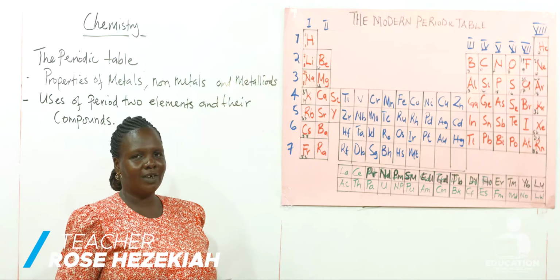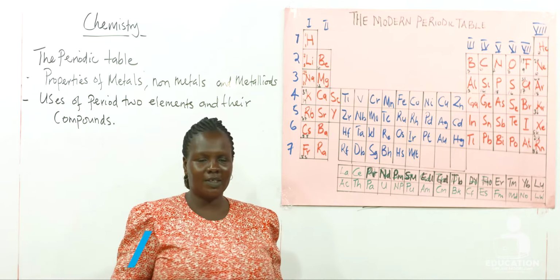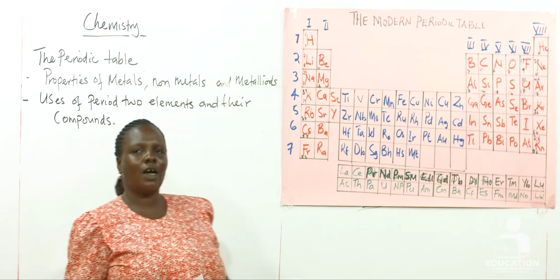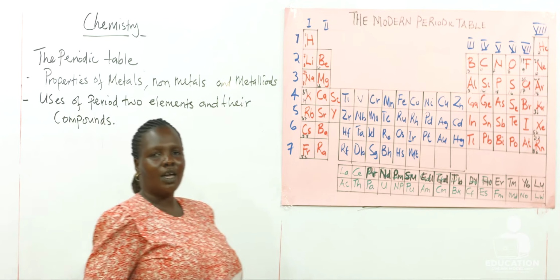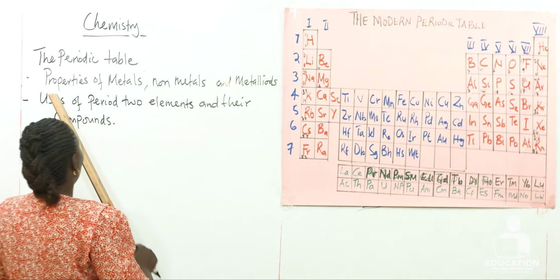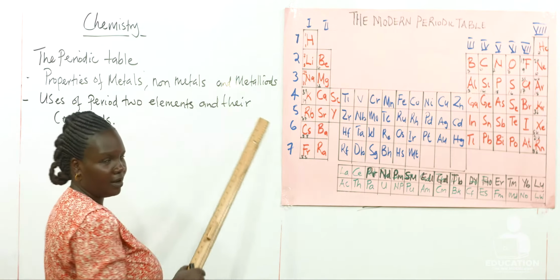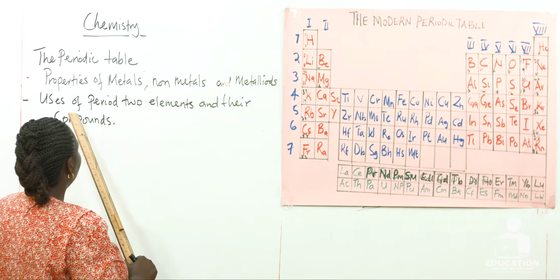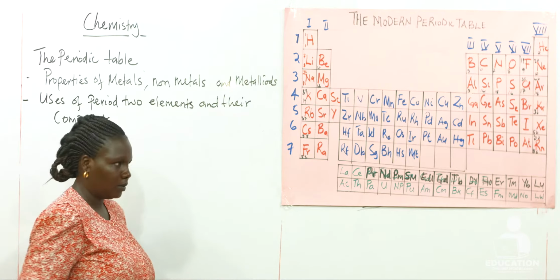With you is teacher Rose Hezekiah, and I'm here to present a lesson in chemistry for senior 1 and 2. Our topic for today is a continuation of the periodic table. In the periodic table specifically, we are going to look at properties of metals, non-metals, and metalloids, and then uses of period 2 elements and their compounds.